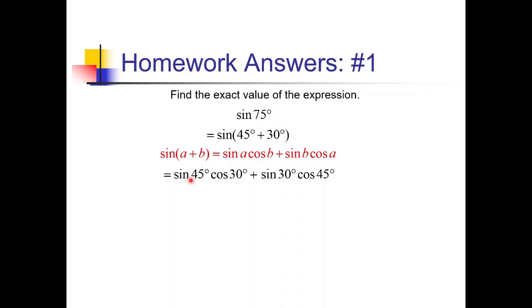Sine of 45 is going to be root 2 over 2. Cosine of 30 is root 3 over 2. Sine of 30 is 1/2. And cosine of 45 is root 2 over 2. Simplifying each of these products, we're going to have radical 6 over 4 plus radical 2 over 4. And then we can combine this into one fraction to be radical 6 plus radical 2 all over 4.